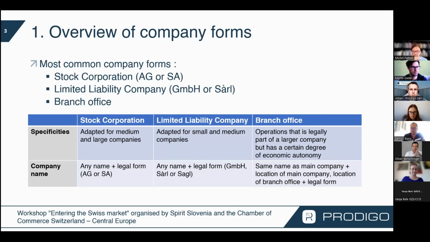Regarding the name of the company, you are quite free for the first 2 company forms, while for the branch office you have to use the name of the mother company and respect a specific order, as you can see in the table.